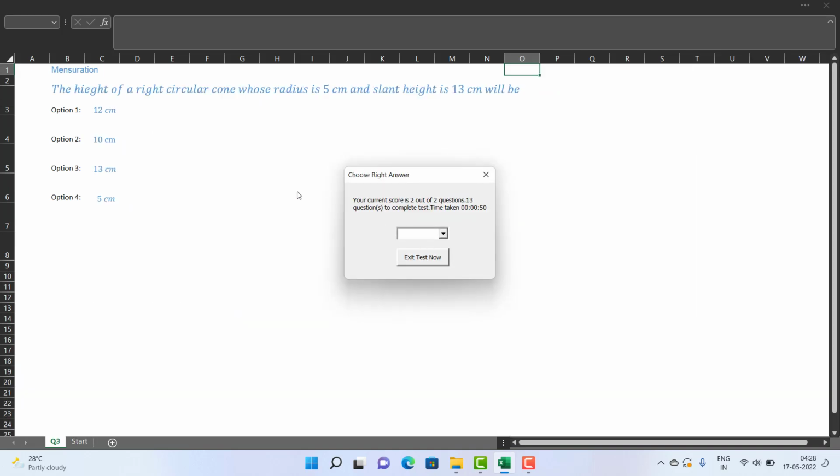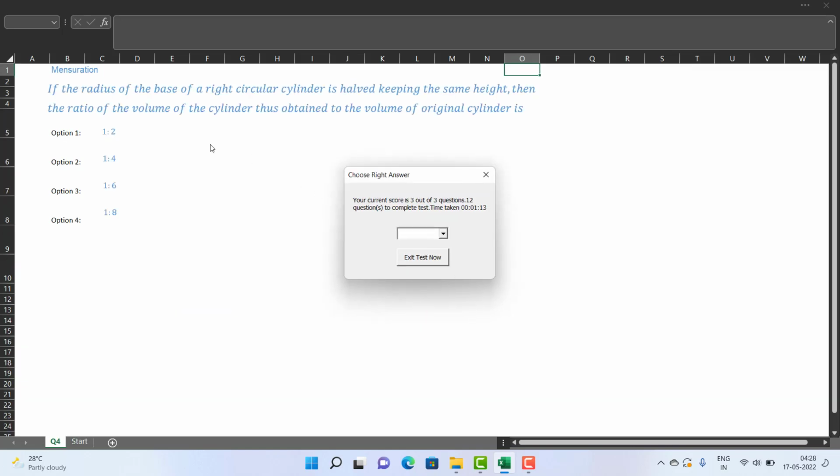Bravo. The height of a right circular cone whose radius is 5 cm and slant height is 13 cm will be, so you take the right angle triangle, so use Pythagorean theorem, h is equal to root of L squared minus r squared. Here L is 13 cm, r is 5 cm, therefore root of 13 squared minus 5 squared is 12. So option 1 is the correct answer.